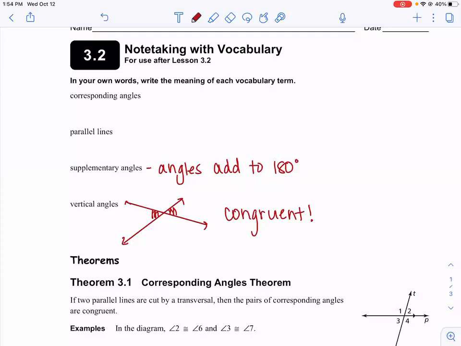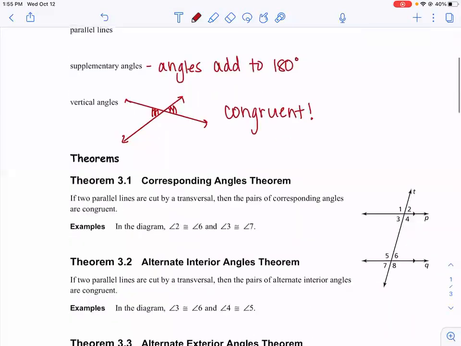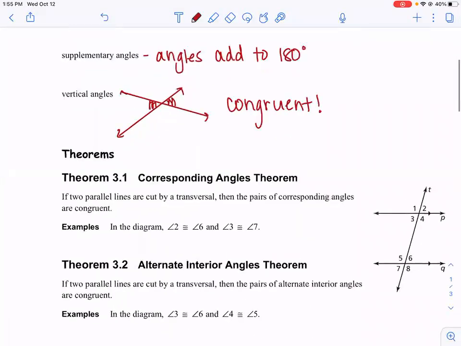Okay. So here's the deal. There are special relationships with the angles we talked about yesterday and when we have parallel lines. So today we are going to focus on what is true about our angles when our lines are parallel. Let's first talk about corresponding angles.